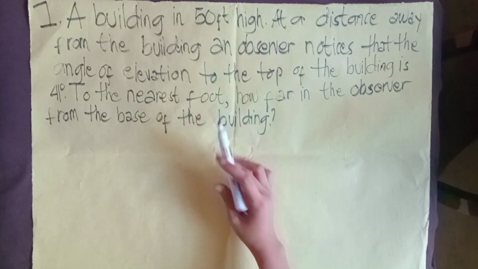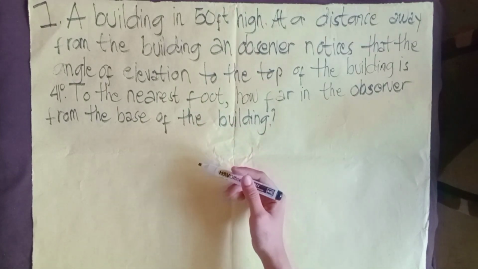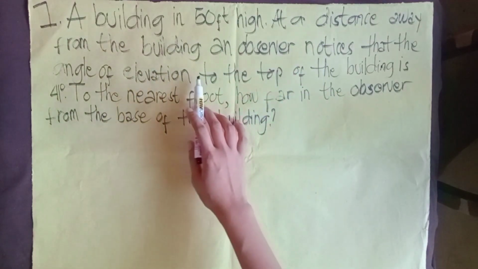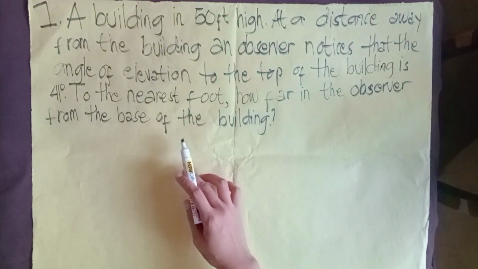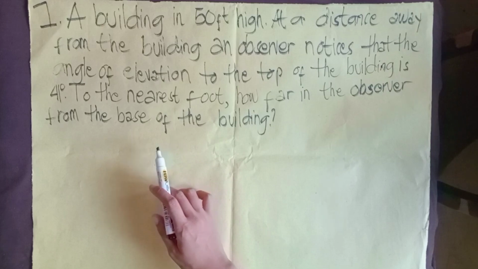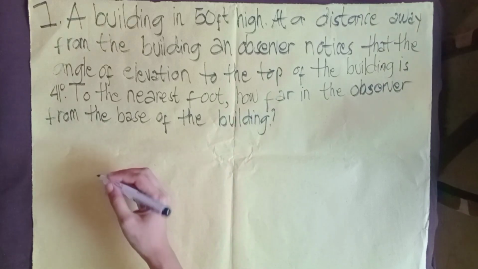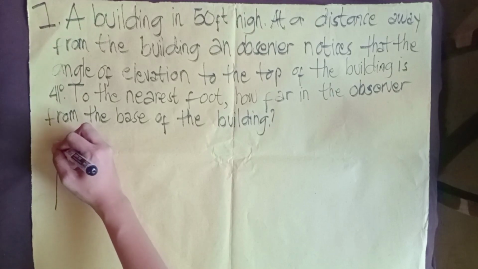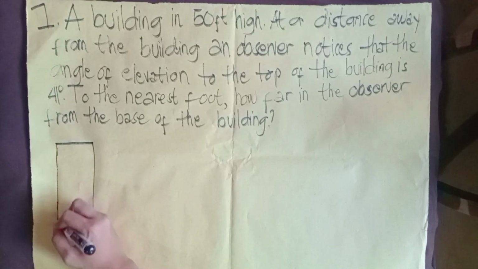Next, let's have an example of real-world connection of trigonometry. A building 50 feet high. At a distance away from the building, an observer noticed that the angle of elevation to the top of building is 41 degrees. To the nearest foot, how far is the observer from the base of the building? Well, we're going to use trigonometry and we will draw a right triangle alongside the building.